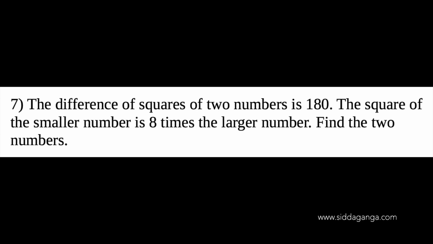The difference of the squares of two numbers is 180. The square of the smaller number is 8 times the larger number. Find the two numbers. You have to find the two numbers such that the difference in the squares of the two numbers is 180, and also the square of the smaller number is 8 times the larger number.